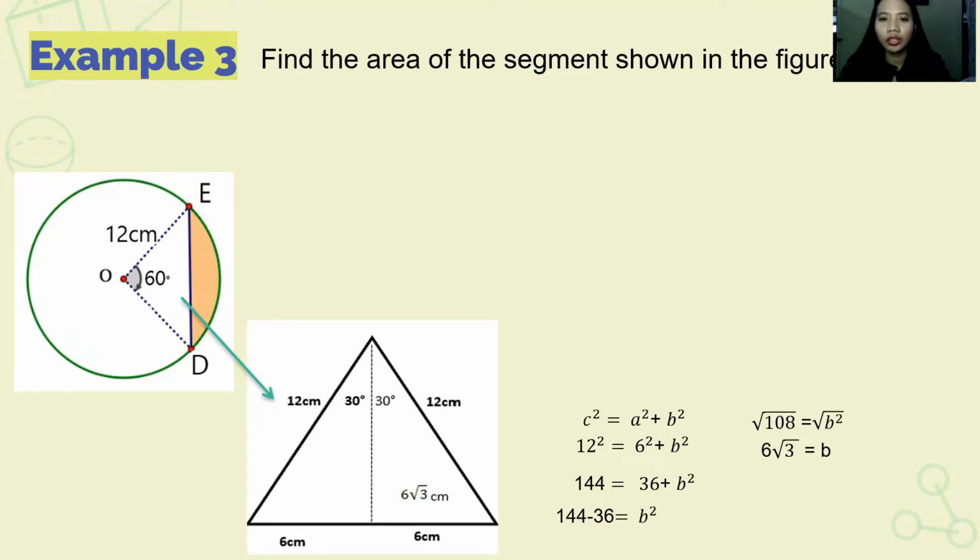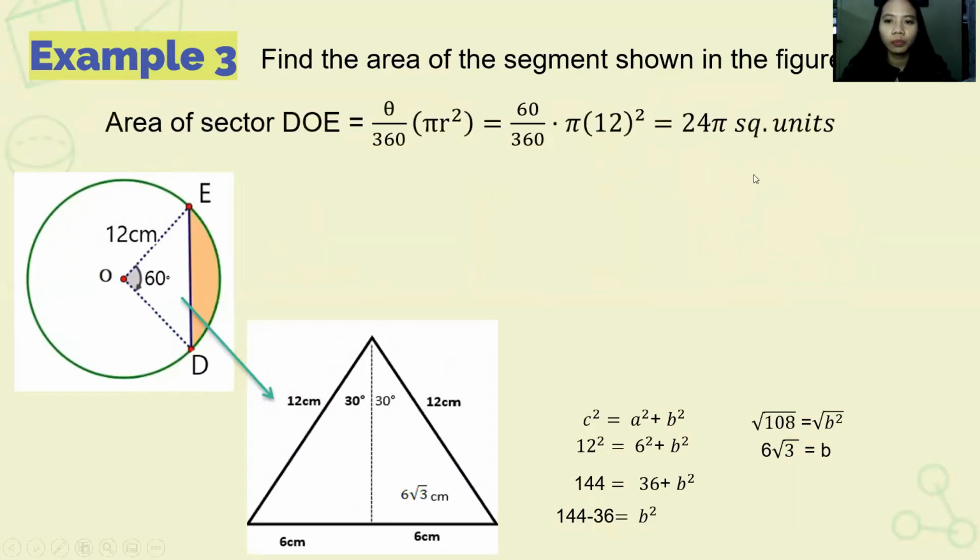So first, let us find the area of our sector. To find the area of the sector, in the figure we are given a 60 degree angle. So 60 over 360 times pi times the radius, which is 12 centimeters, so 12 squared. 60 over 360 times pi times 12 squared is equal to 24 pi square units.